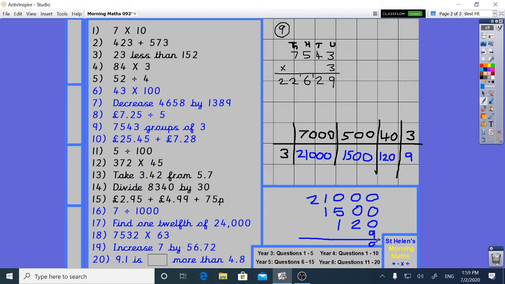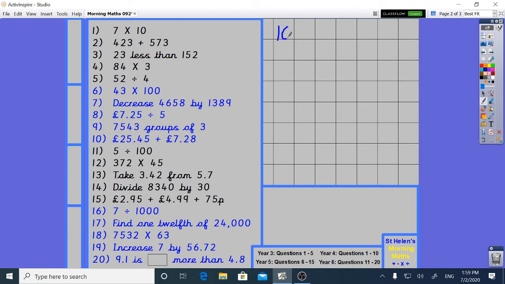So when I add these up, let's see what we get. 22629, yes. If you have commas, they go 3 from the end. 22,629. That's a comma there, not a number. 22,629. I've done it in 2 methods, so I'm confident that's correct. And we're on question 10.